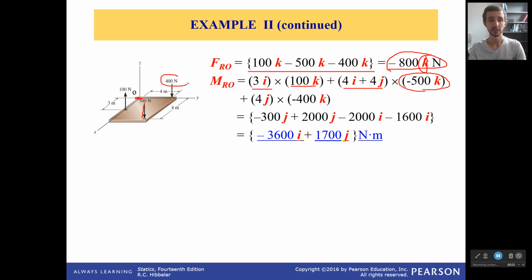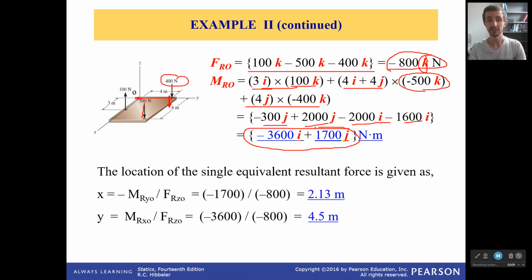And then finally, the 400 newtons moving in the j direction. So I have all of these, multiply them out, and you see that I've got j components and i components. When I add all of those together, I get my resultant moment. Now, using this resultant moment, I can figure out where this one force could be applied to have that exact same resultant moment. So I do the y and the x components separately, but the force is just the same force each time. So negative 1700, that's the y component, over the force gives me 2.13 meters.